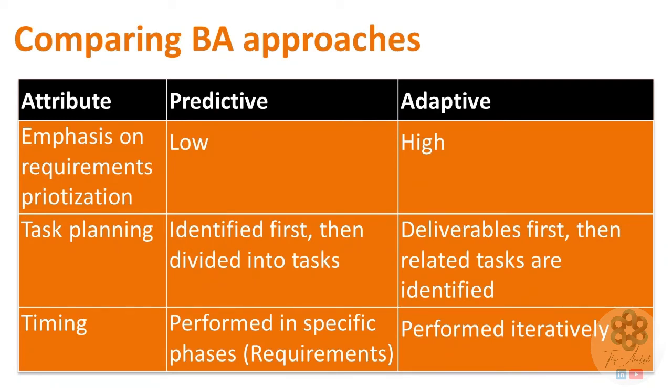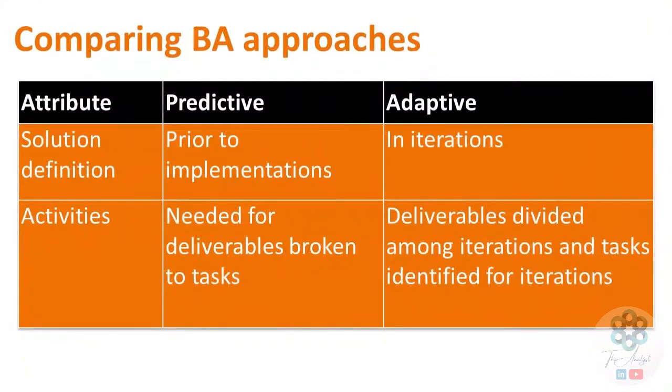For predictive approach, solution definition is done prior to implementation. For adaptive approach, solution definition is done in iterations. For predictive approach, activities for deliverables are broken down to tasks. For adaptive approach, activities for deliverables are divided into iterations, and tasks are identified for iterations.